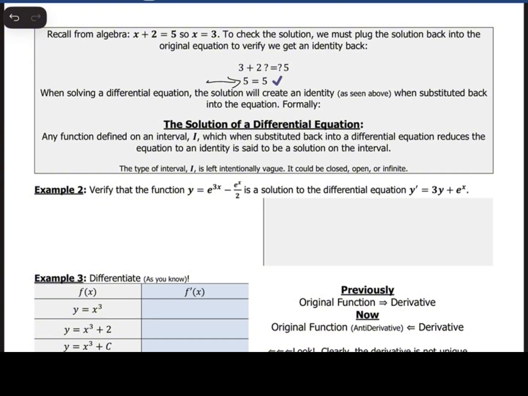So an algebraic equation is solved by a number, and a differential equation is solved by a function. And when we say a function is a solution of a differential equation, we always say that it's a solution on an interval. All that means is that the equation works for every x value in some range. The type of interval can be either closed, open, or infinite. But the interval must have no breaks, no jumps, and no holes.